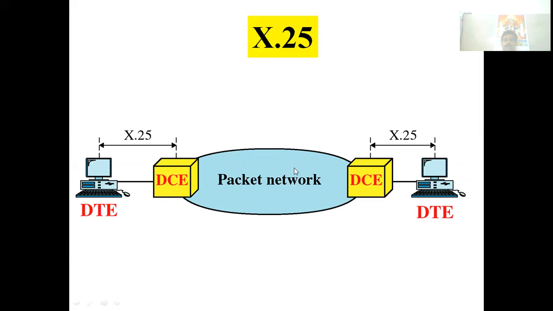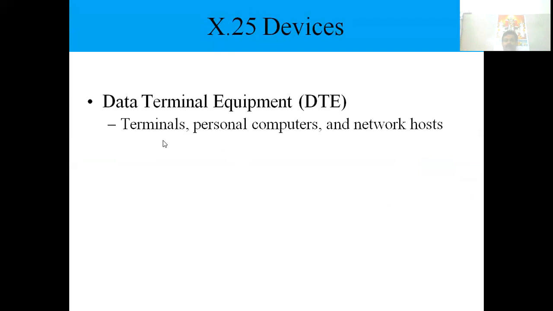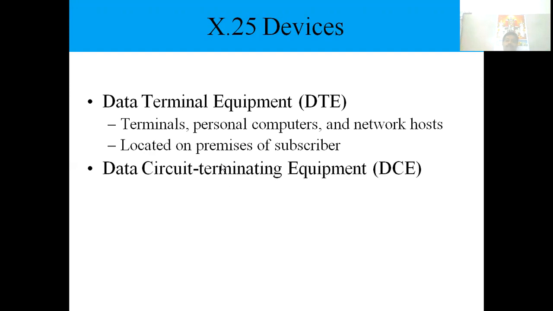This X.25 is a 3-layer protocol. How many layers is X.25 having? It is having 3 layers. Now, what is data terminating equipment? The terminals, personal computers, and network hosts. These are called data terminating equipments. These equipments are located on the premises of the subscriber.